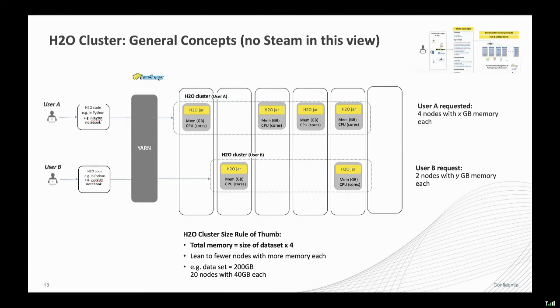There's a rule of thumb that we provide. How big should I make my cluster? It's typically: take your data set size, multiply it times 4. There's a lot of intermediate processing and things like that. And then lean towards fewer nodes with more memory. So as an example, if I have a data set size of 200 gigs, you should carve out 800 gigs of memory for that data set to be processed through the machine learning algorithm. So then 20 nodes with 40 gigs each is a good way to go.